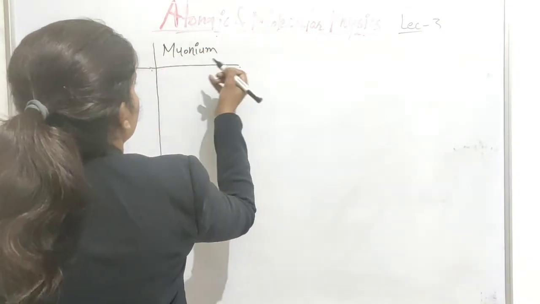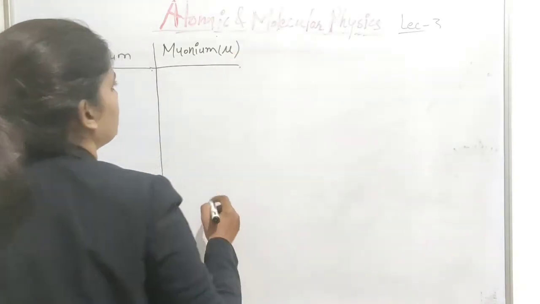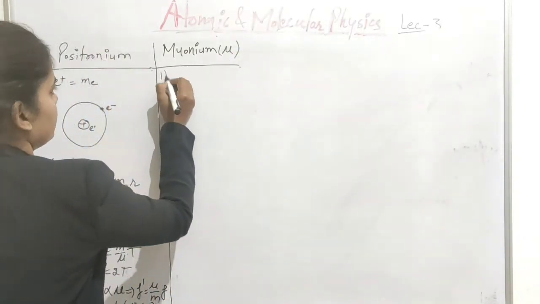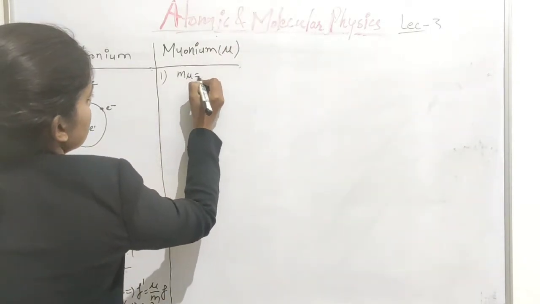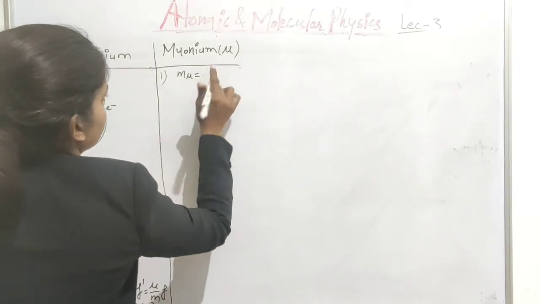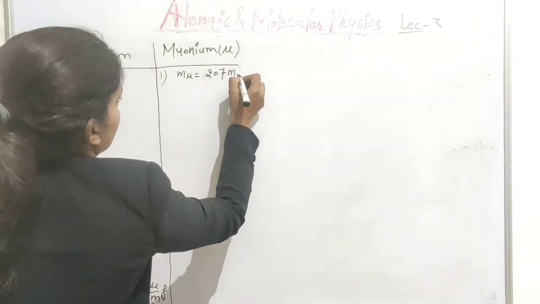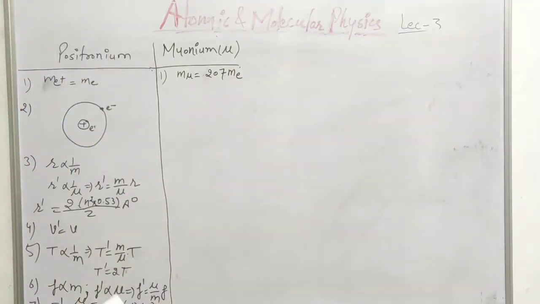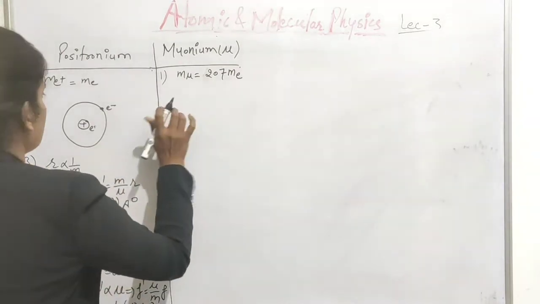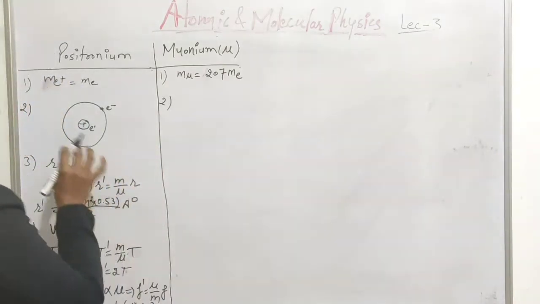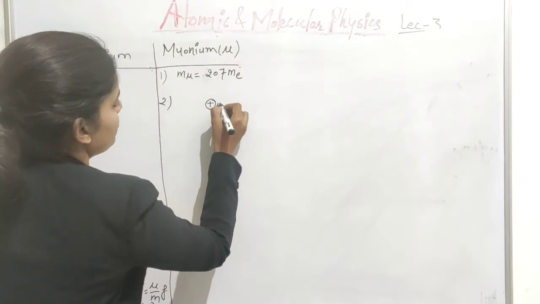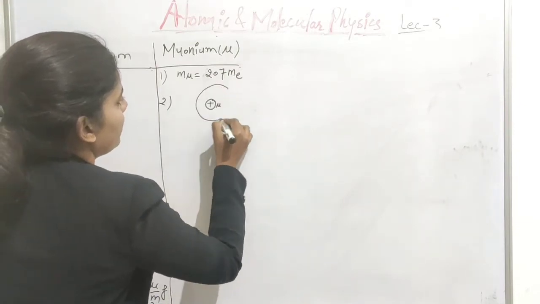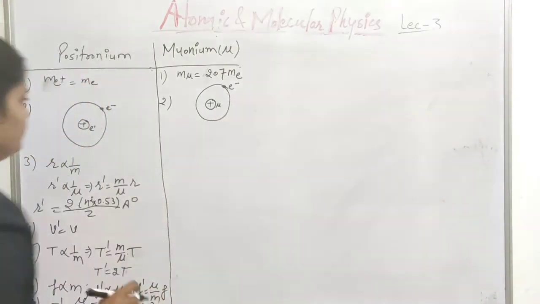Muonium is represented with mu. First we will see the relation between muon and the mass of electron. So the mass of muon is 207 times the mass of electron. This is how mass of muon is related with the mass of electron. Next we will see the configuration. So in case of muonium, at the place of nucleus there is a muon and electron revolves around this.